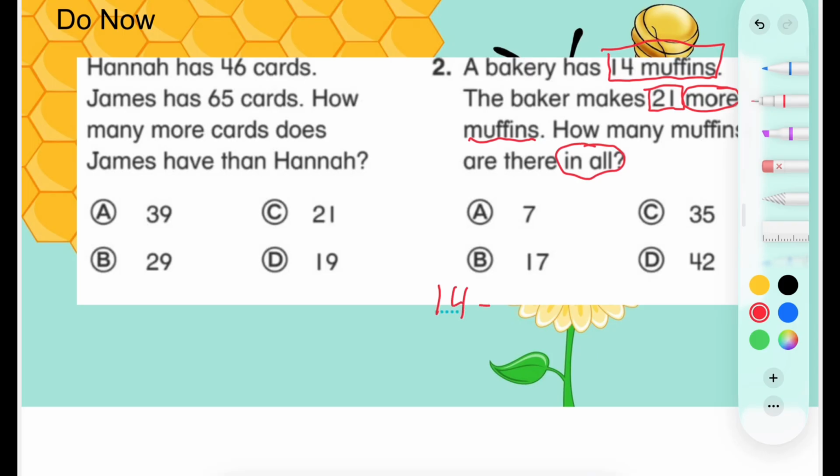14 plus 21. We could add in any order. So of course we're going to add all our 10s and then add all our 1s. Our 10s number sentence is 10 plus 20, which gives us 30. And 4 ones plus 1 one equals 5 ones. And 30 plus 5 is 35. So how many muffins are there in all? There are 35 muffins.